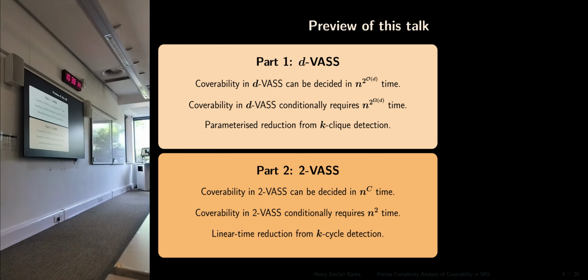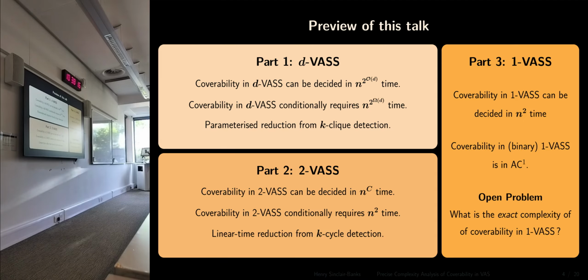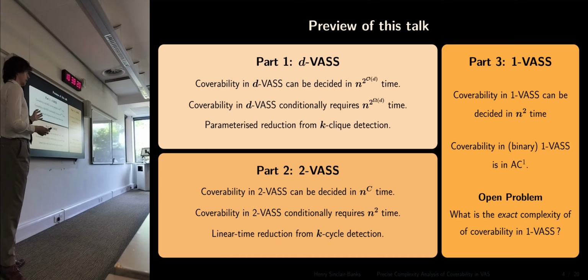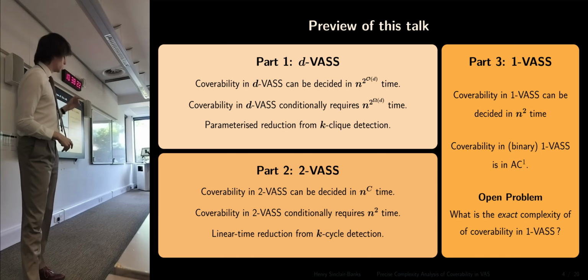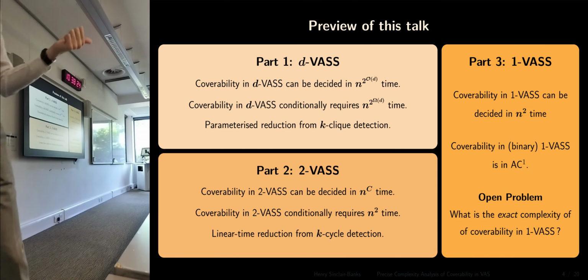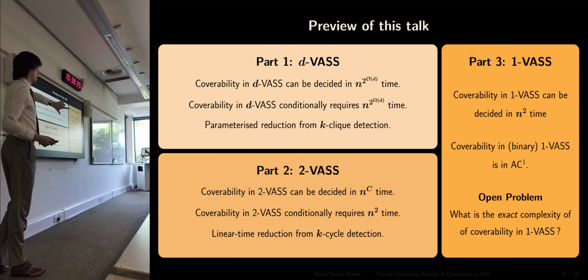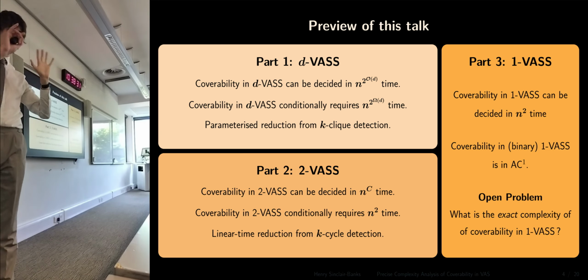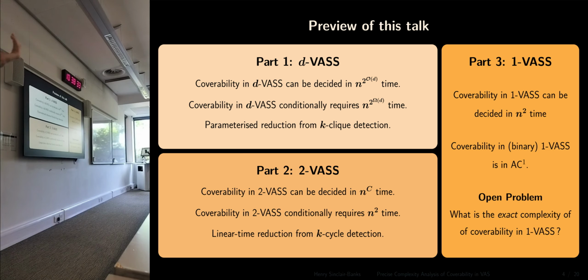And then in part 3, I'll talk about one VASS, right? Makes sense. Here I'll touch briefly on the fine-grained complexity. This is the precise bit. I'll talk about the state of the art, a very basic algorithm that runs in quadratic time, and then the ideas behind an AC1 upper bound. So this is not the fine-grained complexity, but rather the circuit complexity. And then I'll talk about an open problem I think is interesting. We'll get there in due course.